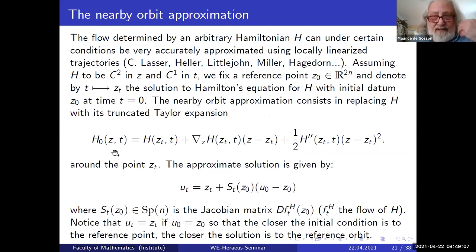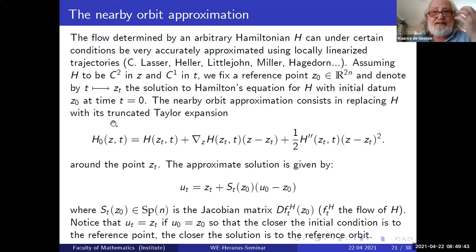Okay. So let's go a little bit beyond the linear or affine case and see how we can approximate that kind of result for arbitrary Hamiltonians. For this, I have to recall what the nearby orbit approximation is. It's a well-known method in semi-classical mechanics. Caroline Lasser, an expert in this area, gave a talk yesterday. Then Heller, Littlejohn, Miller, Hagedorn, and other people.